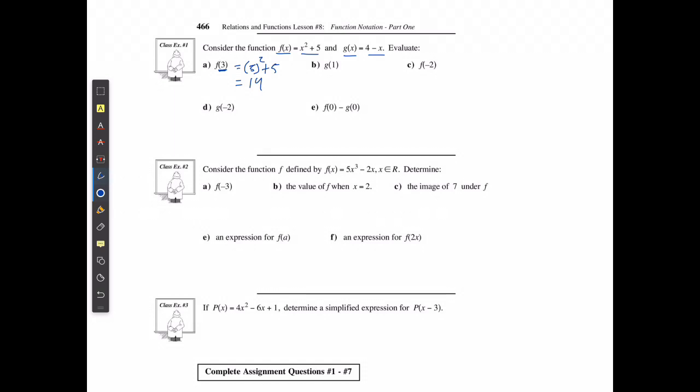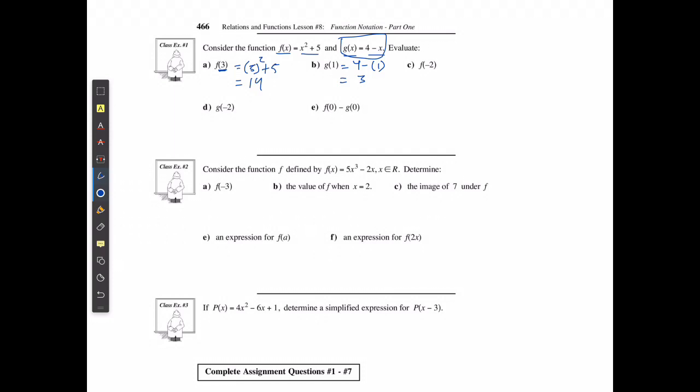In the second case, it says g of 1. Well, I'm going to use the other function in this case because it's using the g function. And I'm going to replace x with bracket 1, which is going to give me 3.